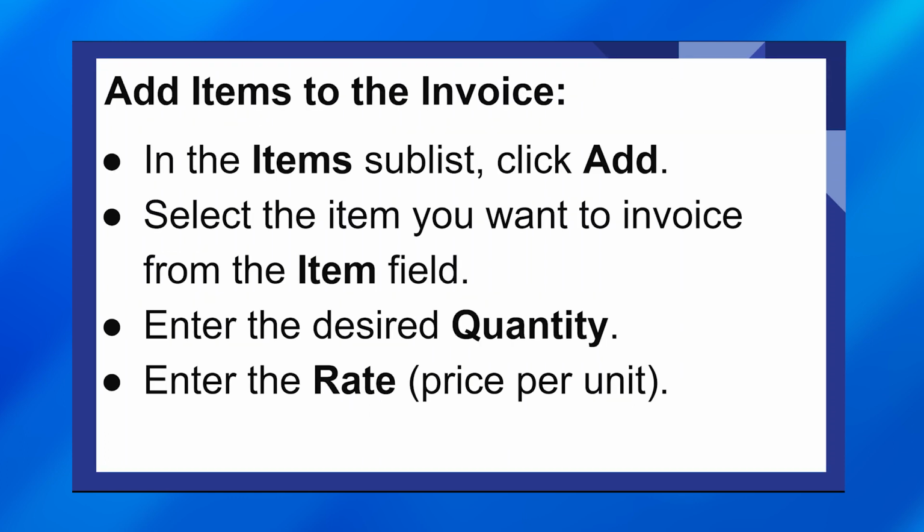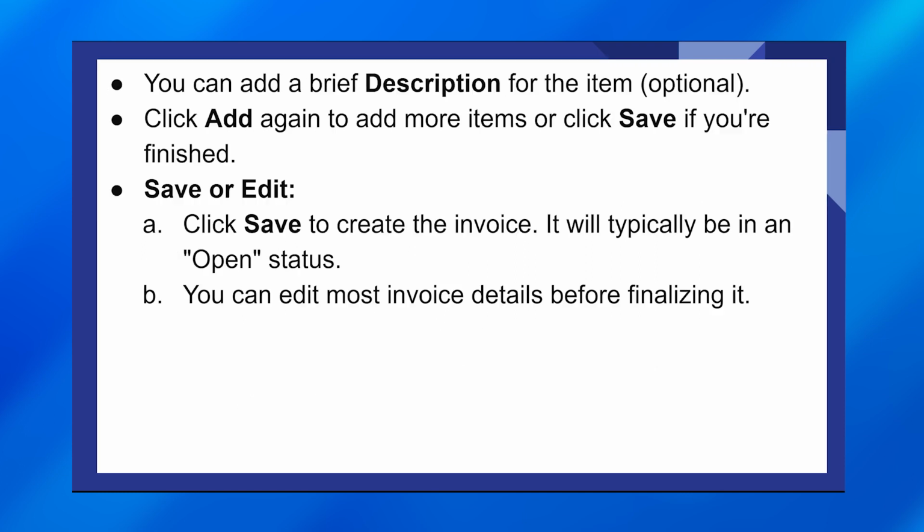In the items sublist, click Add. Select the item you want to invoice from the item field. Then, enter the desired quantity. Enter the rate. You can add a brief description from the item. Click Add again to add more items or click Save if you're finished.